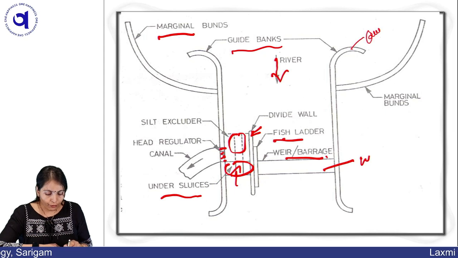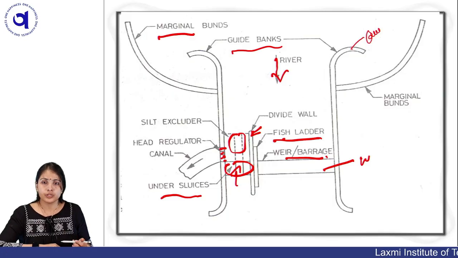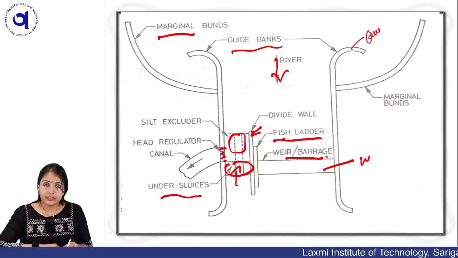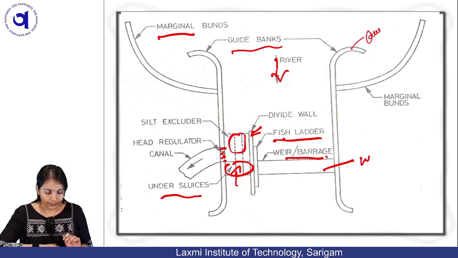Then here you have the fish ladder over here. The main importance of the fish ladder is that fish have the habit of going from upstream to downstream side with seasonal variation, like winter or summer. If the height of this weir or barrage is high, they would die, so we are providing this fish ladder. I will show you the diagrams of the fish ladder, and it has minimum velocity of water. So fish can travel easily from upstream to downstream.